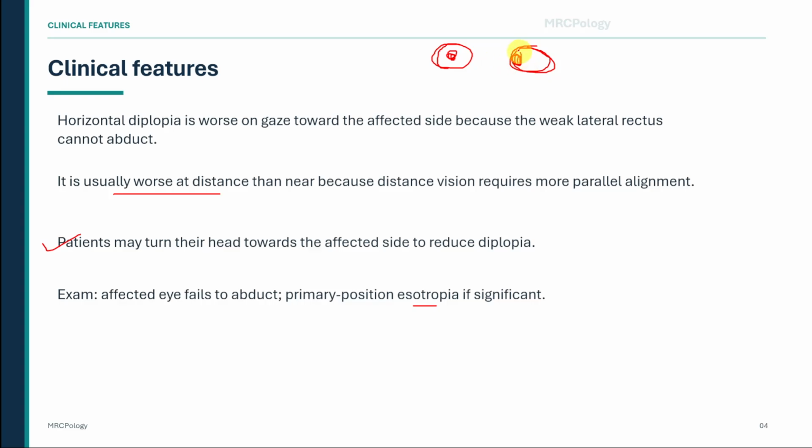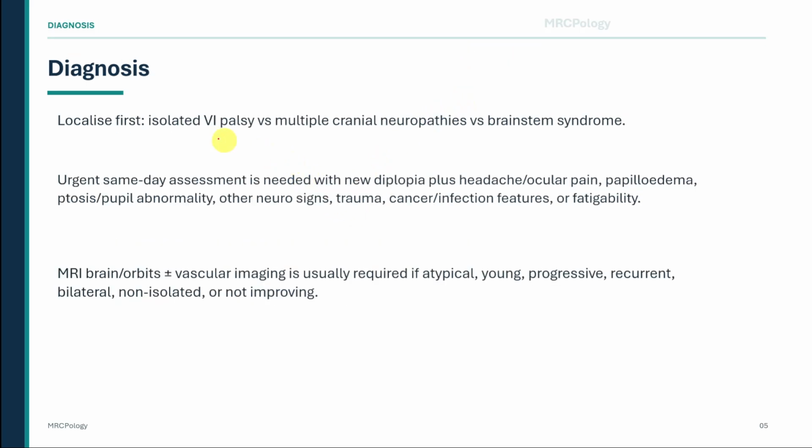The diagnostic approach is to localize first. Ask, is this an isolated sixth nerve palsy, multiple cranial neuropathies, or part of a brainstem syndrome? That single step guides urgency and investigation. Urgent same-day assessment is needed if new diplopia is associated with headache, ocular pain, papilloedema, ptosis, pupil abnormality, other neurological signs, trauma, cancer features, infection features, or fatigability. Fatigability matters because myasthenia gravis can mimic almost any pattern of ocular motor weakness.